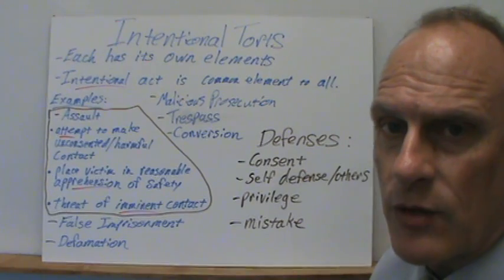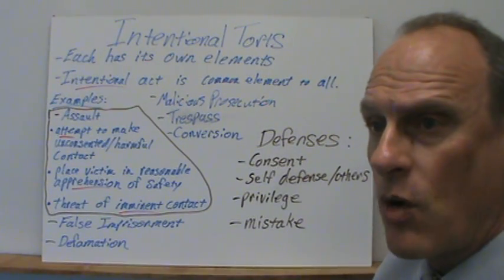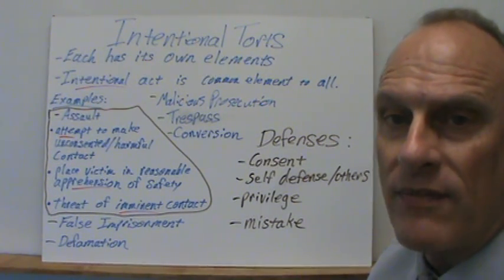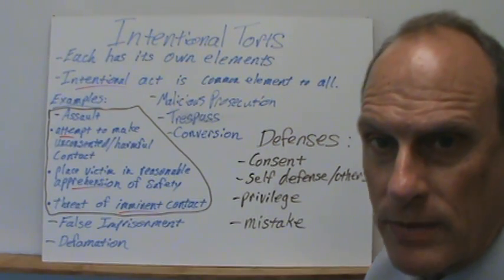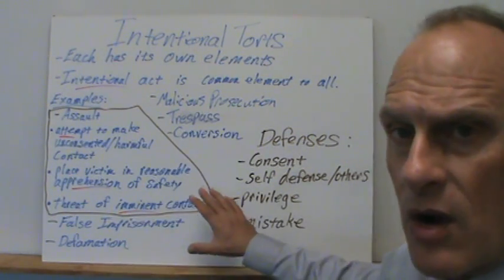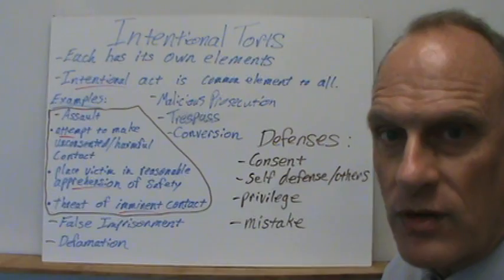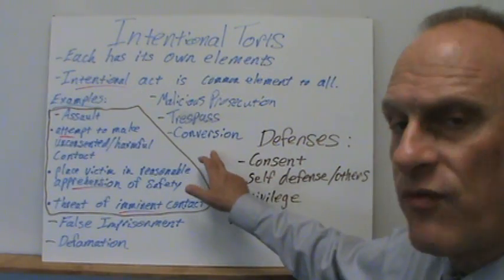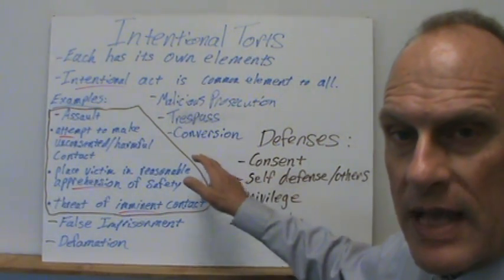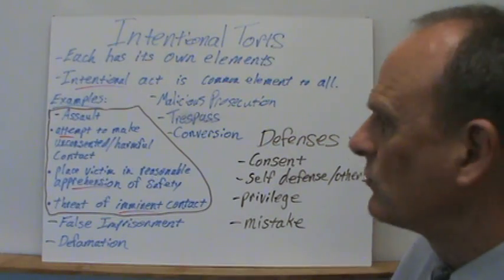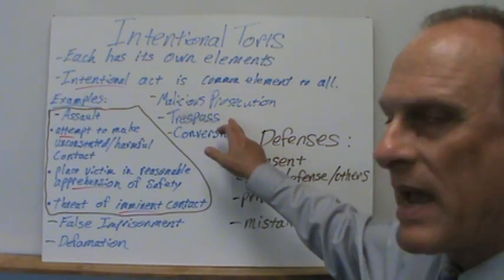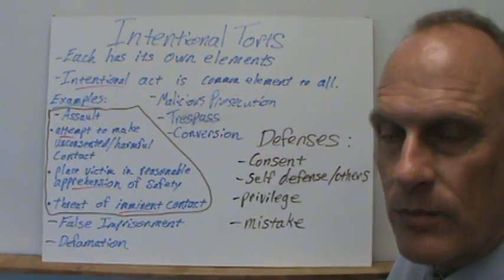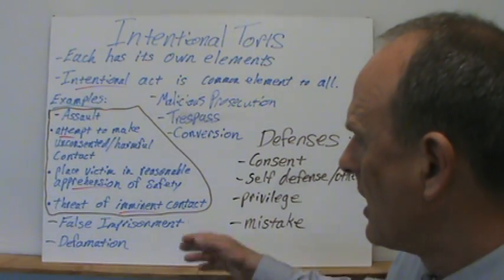Conversion would be another example. That would be wrongfully depriving someone of their property permanently. All of these, or most of these, will have counterparts in crime. Conversion, for example, the criminal counterpart to that might be theft or larceny in some jurisdictions. Trespass, going to be trespass or some sort of interference with property.